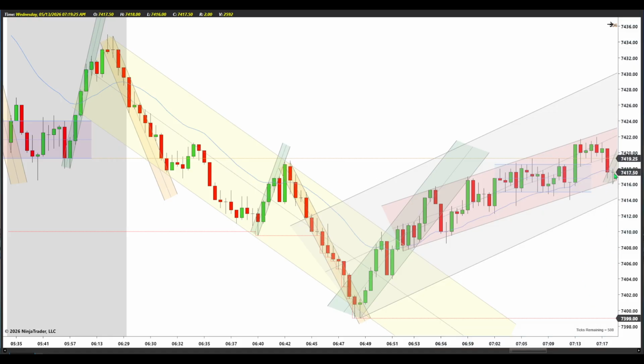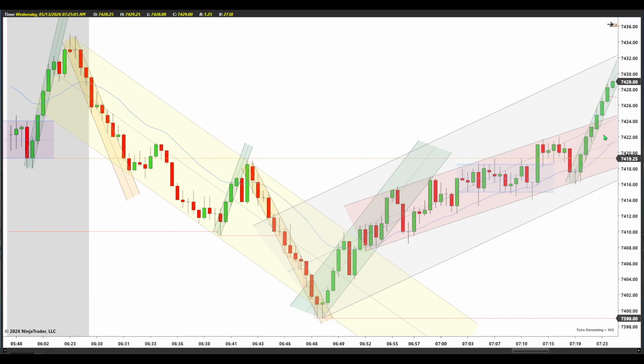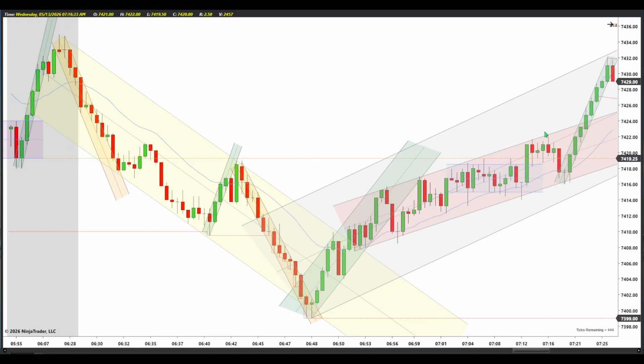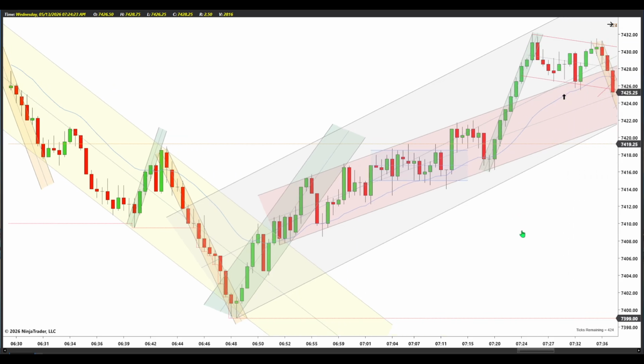Unfortunately, this isn't giving me a second entry, but it's just a really nice setup. Bounce off of here. Continues up. Now breaks out. So I'm thinking, okay, I'm hoping prices come back into this red channel, but it pushes up. Looks like it's almost a secondary leg up.